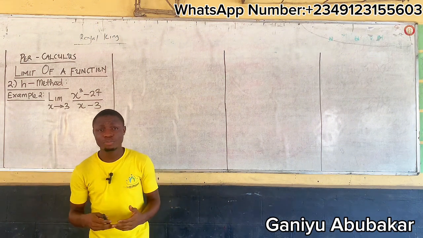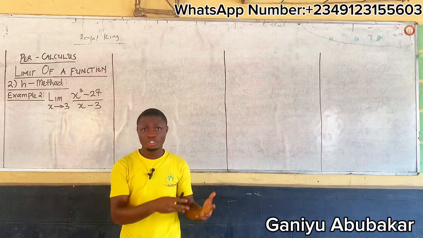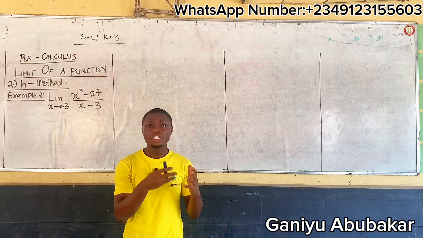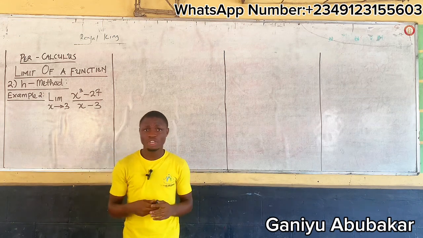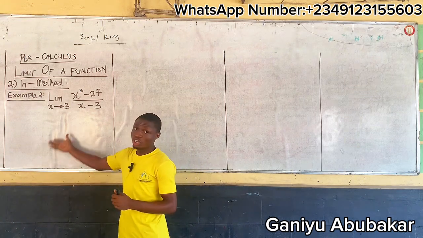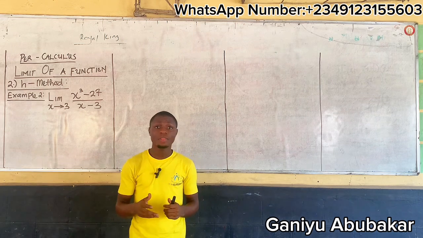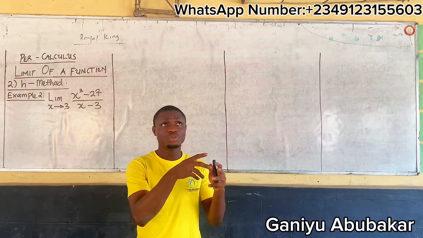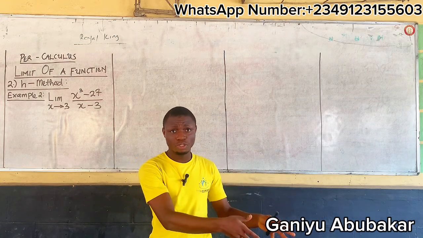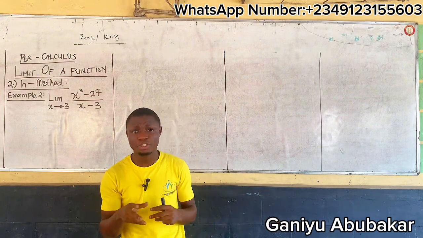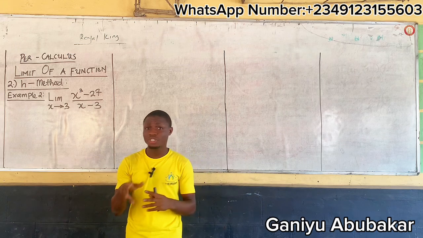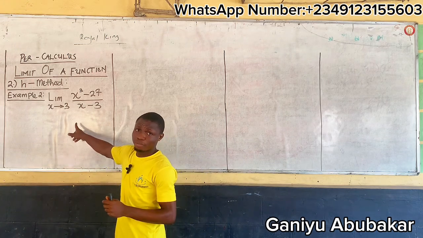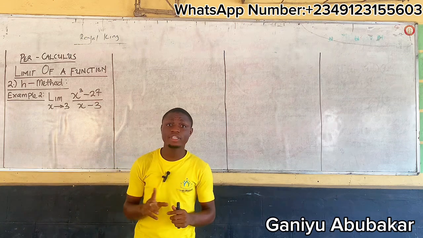For this class, we'll proceed in the study of the H method on evaluating the limit of a function. Let's look at example 2 on evaluating the limit of a function using the H method. Last class, we did an example, right, as an introduction to the H method, and I explained the several basic steps you need to follow when it comes to using the H method. So let's solve this problem here using the H method and let's see what we get.